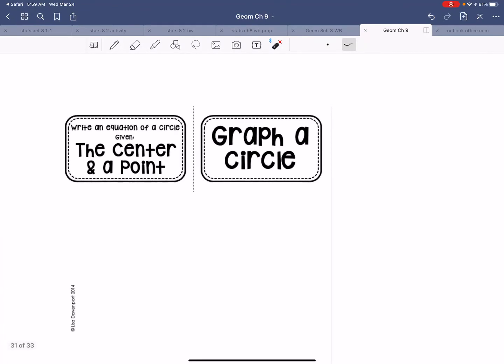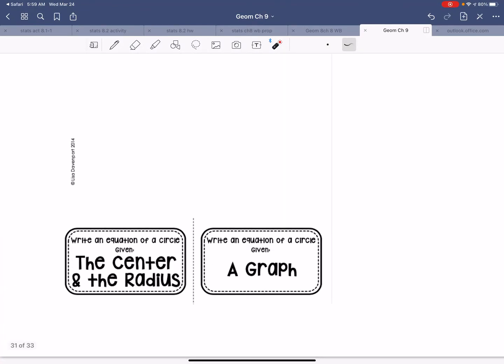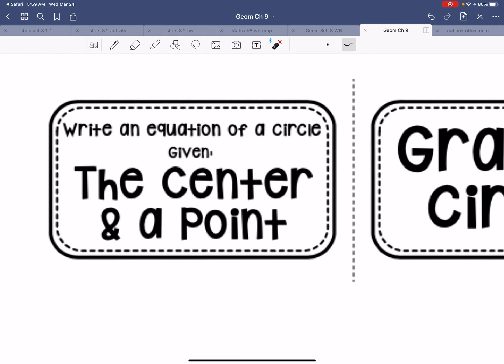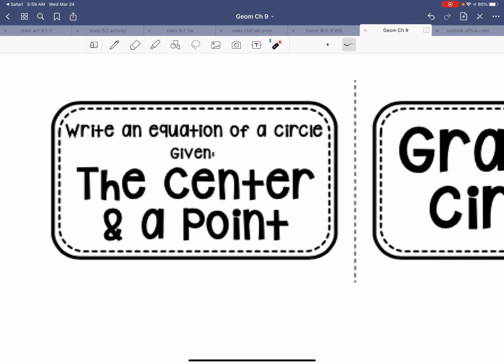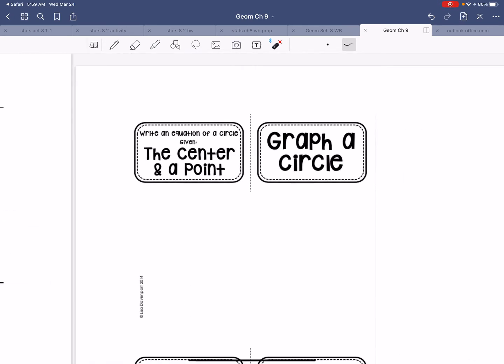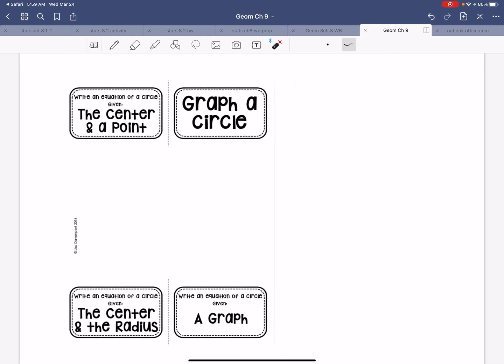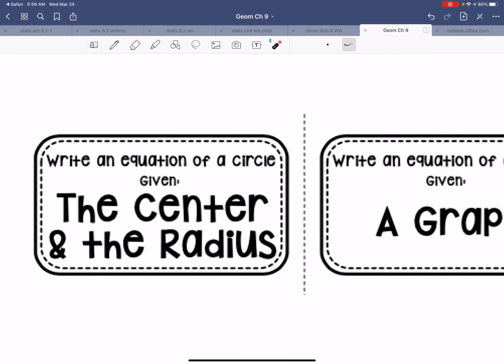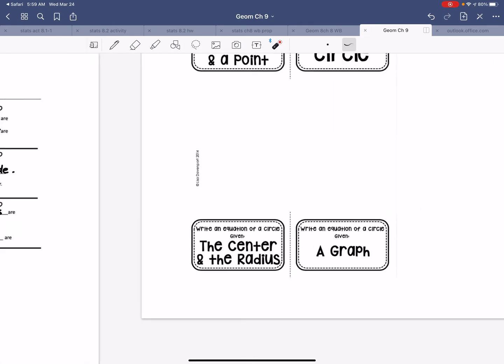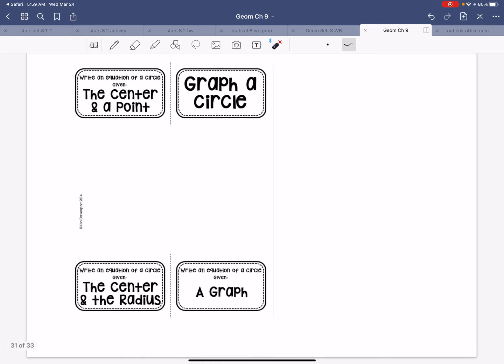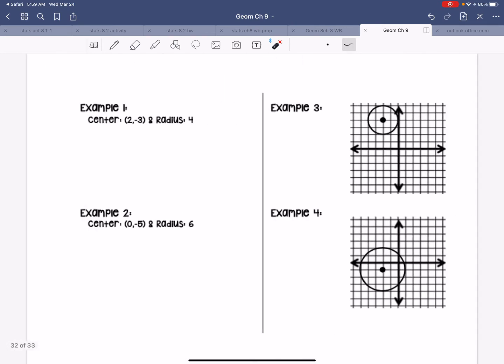Now our circles. So our foldable helps us kind of separate the 4 different ways that they could ask a circle question. So let's look at the first one. The first one is, how can I write an equation of a circle if they give me the center and the radius? I want to do this one first. Write an equation of a circle given the center and the radius. Okay, so that's the one that's the most straightforward. So let's take a look at that one.